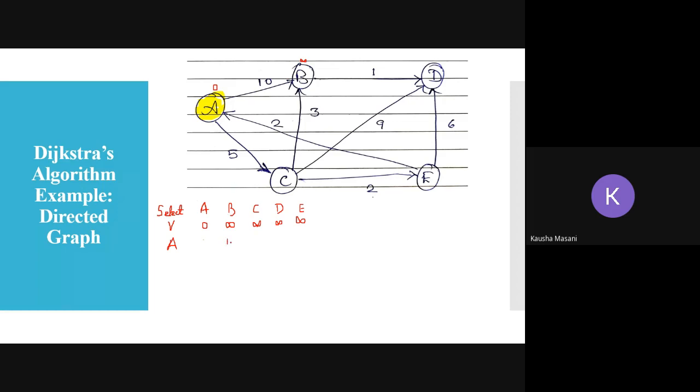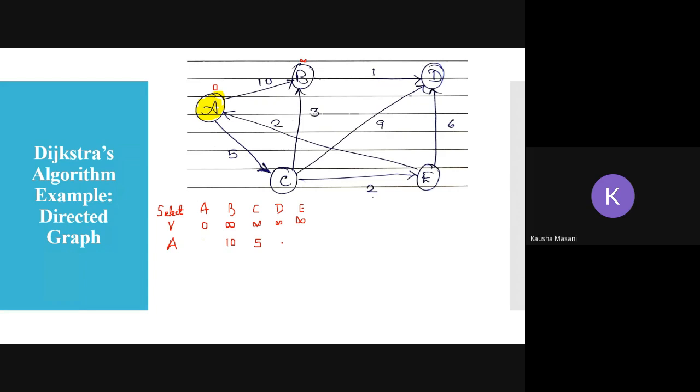So update it. From infinity, the value that you are going to update is what? 10. Now coming to C, 0 plus 5, so you are going to update it to 5. D and E, you can't reach directly from vertex A. There is no arrow to reach from A to D directly. Via you can go, but directly you cannot. So you are not going to do anything here. You can keep it blank, or you can write infinities also.